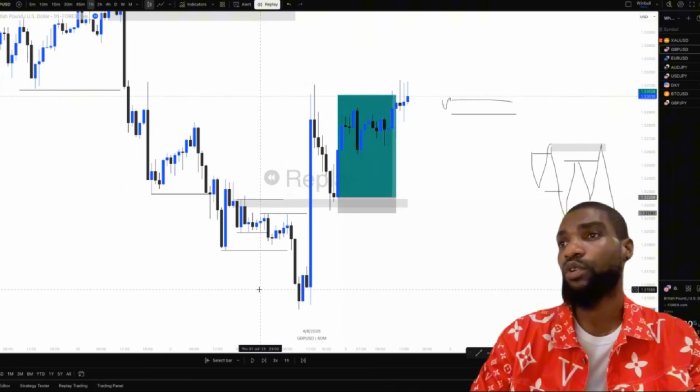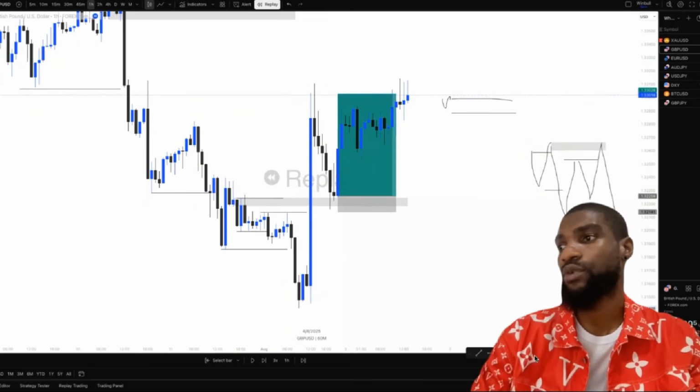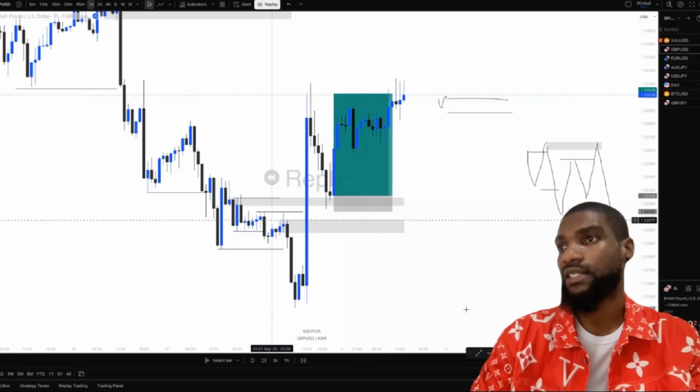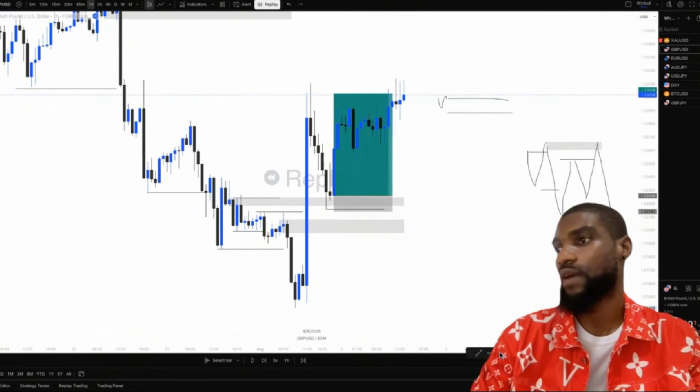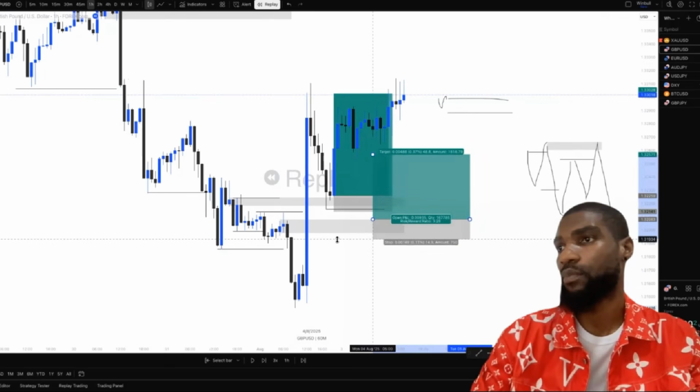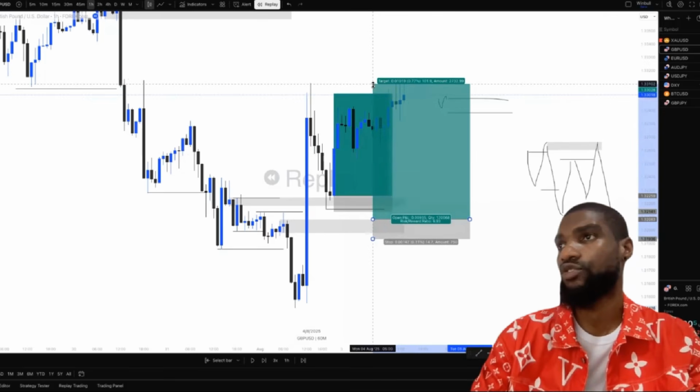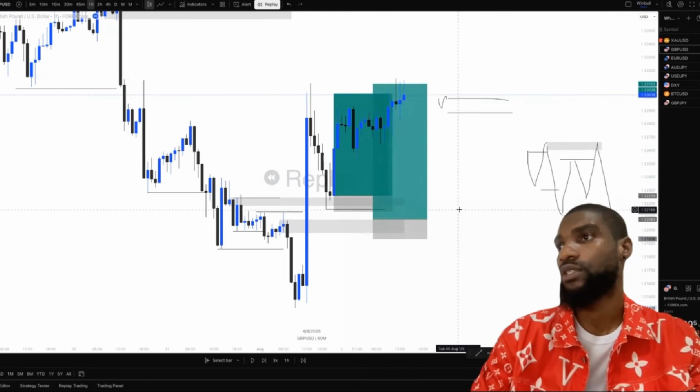A breaker block entry should always have a break for you to know. Now imagine you waited for price to come into this one before taking your entry, or you marked this level and said, okay, this is an inducement, price is going to come and take this inducement, and you have your entry here. What happens? You miss the big move, and price will never return back to this place.